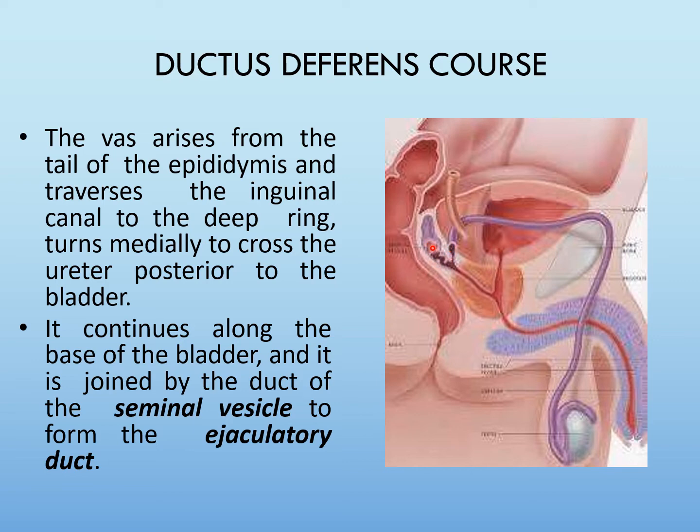This is the seminal vesicle and this is its duct. This is the vas deferens. So both the duct from the seminal vesicle and the vas deferens join and form the ejaculatory duct. That is the course of vas.